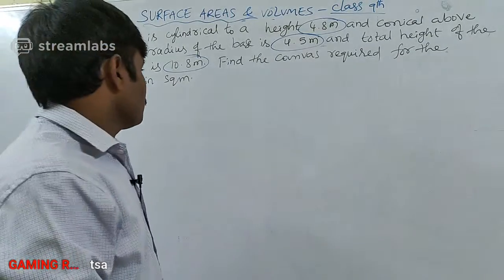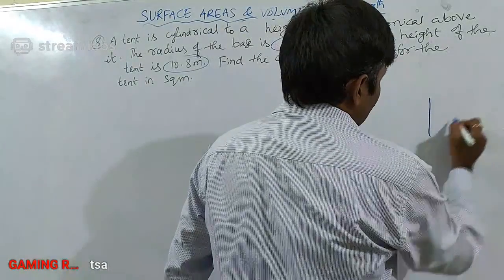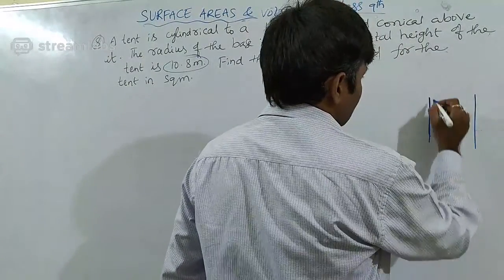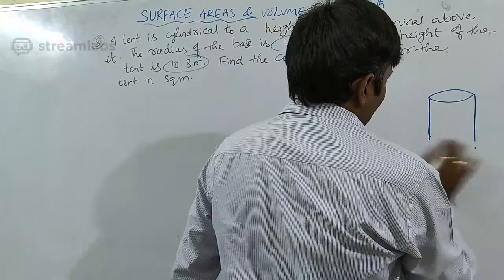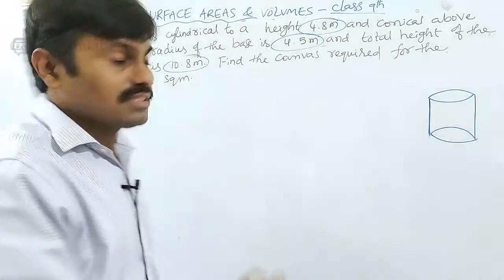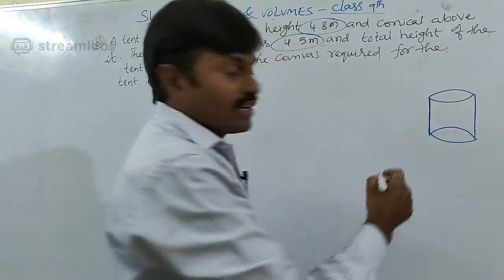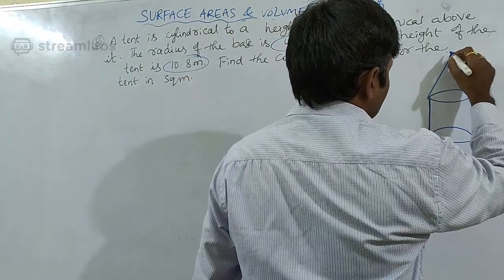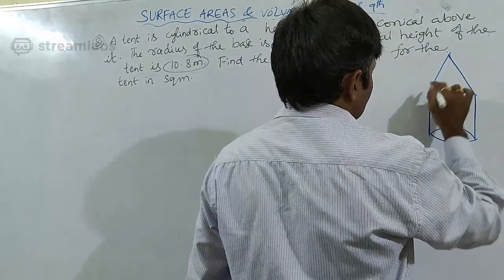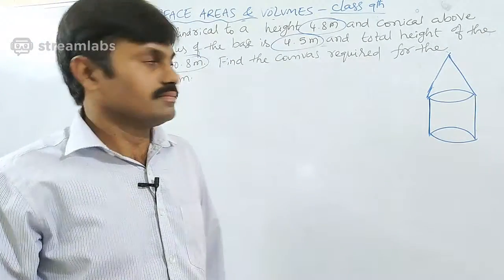Now, first I am drawing. The base part is cylindrical. Upon this, a conical part is there, above it. So like this, a conical part on this. Okay. Is it clear?